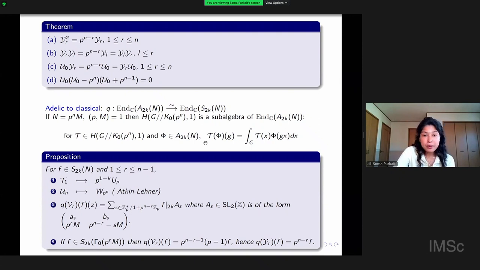Okay, so we observe that in this case, I'm taking N equal to p to the power n times m, and T1, which was corresponding to this diag(p, 0, 0, 1), goes to p to the power 1 minus k times U_p. So this U_p operator is the same as operator T_p, but we usually write it as U_p because p divides the level, so kind of giving it a new name. And we have U1, which goes to the Atkin-Lehner operator. So that's T1 and U1.